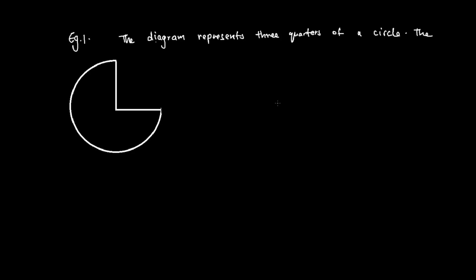The diameter, remember, the diameter is a line segment that starts from one point on the circumference, goes through the center of the circle and ends on the other side of the circumference. The diameter of the circle is 30 centimeters. What is the area of the figure?